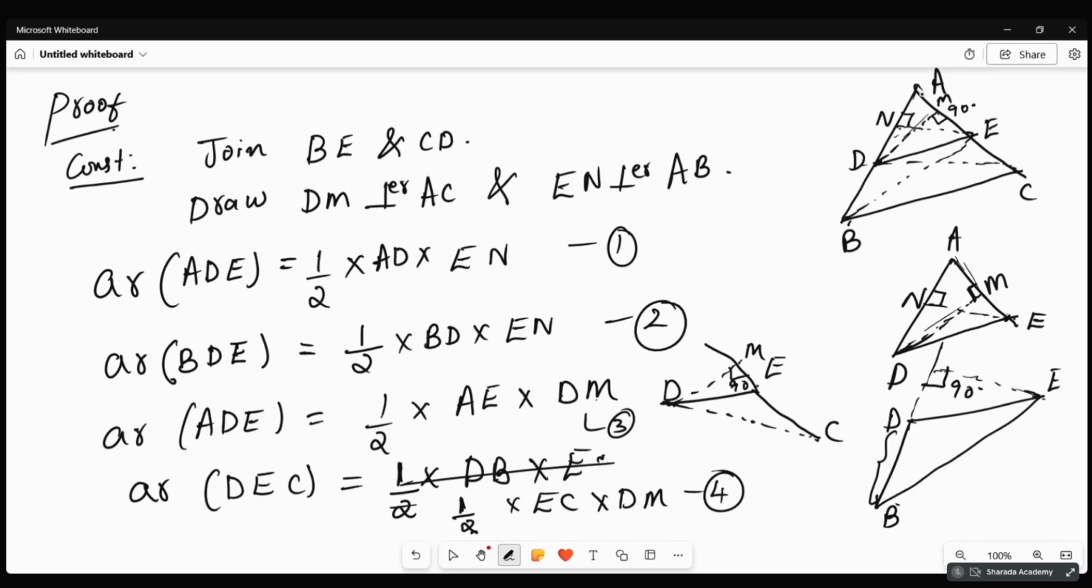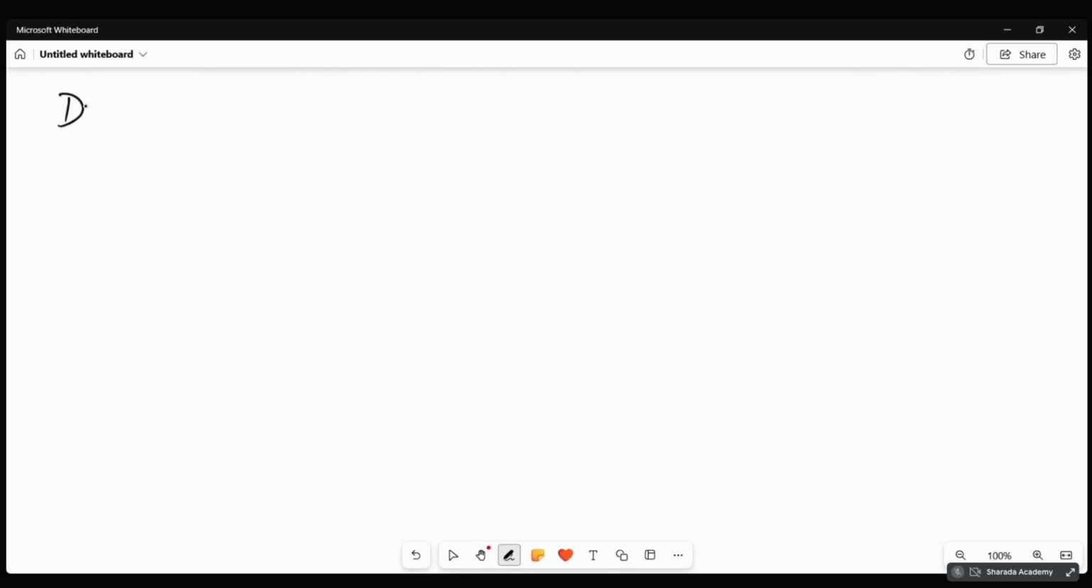Understood now? First I took for area of triangle ADE, half into base into height. Area of triangle BDE, half into BD into EN, outside you will get the altitude. Then area of triangle ADE, other way. Now I will take AE as the base, then DM is the altitude. Similarly, area of DEC, EC I have taken as the base, then DM will be the altitude. Dividing equation 1 by 2 and equation 3 by 4.